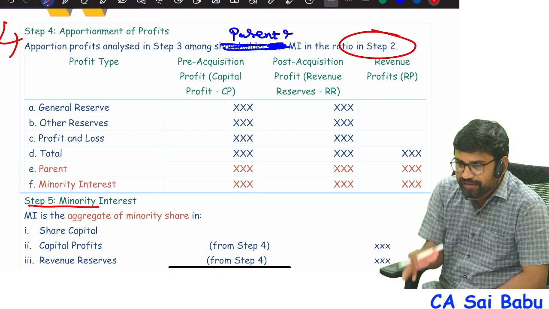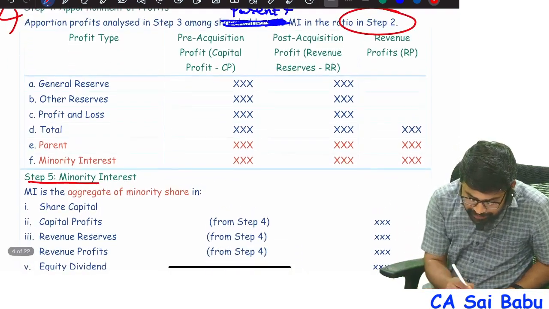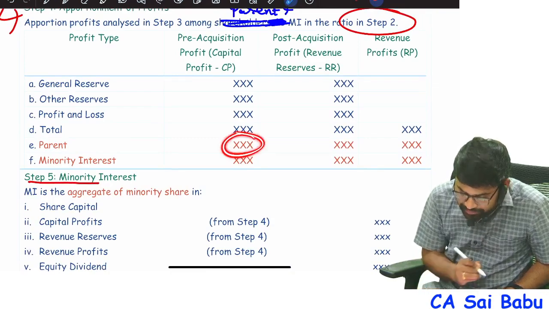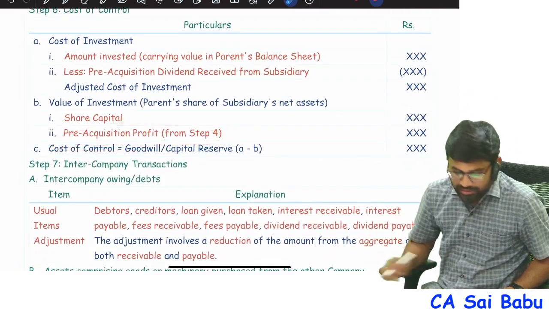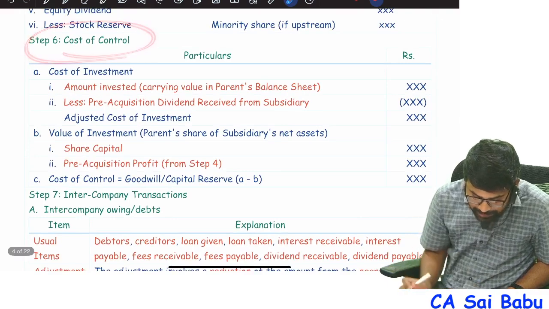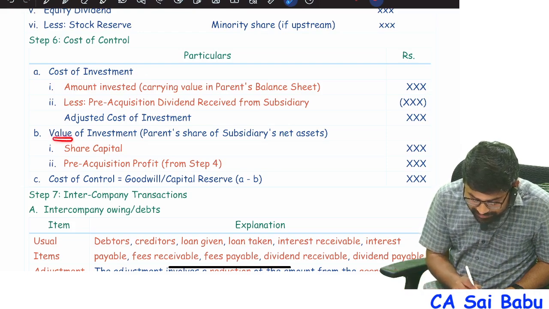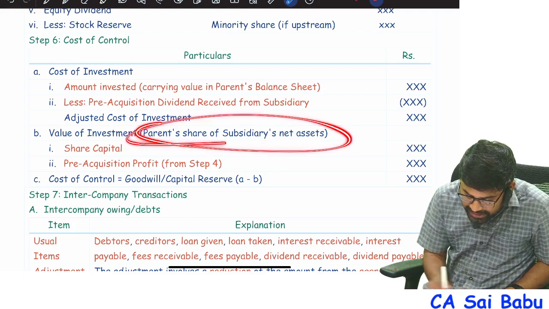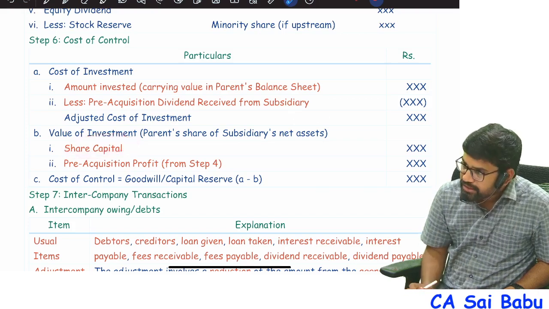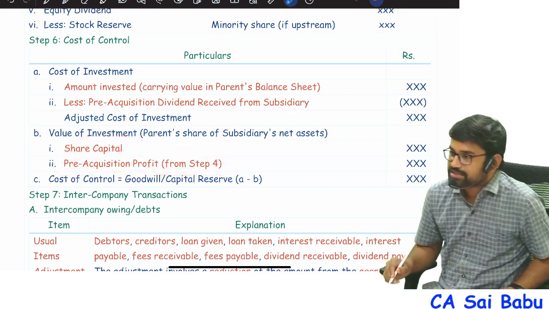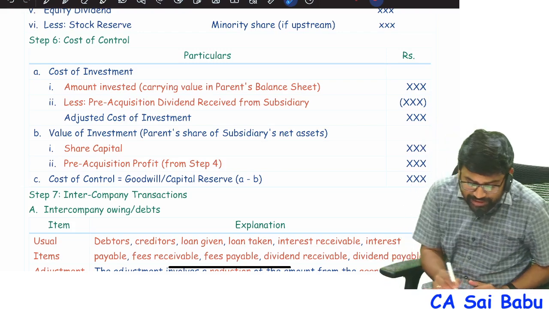Capital profits generally will not be credited to the P&L account. That's why, in the case of the parent company, whatever share they are getting from the pre-acquisition profits, what we are doing is adjusting to the cost of investment. In cost of control, step number 6, first we will take cost of investment. This cost of investment will be deducted with the value of investment, that is, the parent's share of subsidiary net assets. When you are deciding the net assets, you are taking share capital and at the same time pre-acquisition profits. On the date, I told you now, cost of control will be decided on which date?